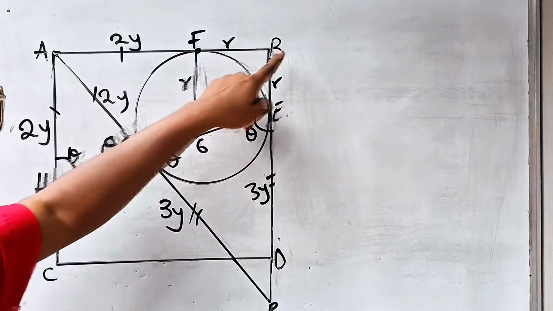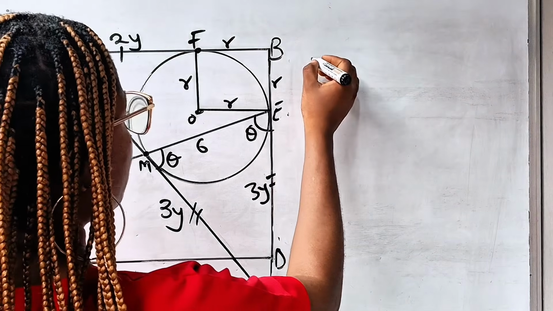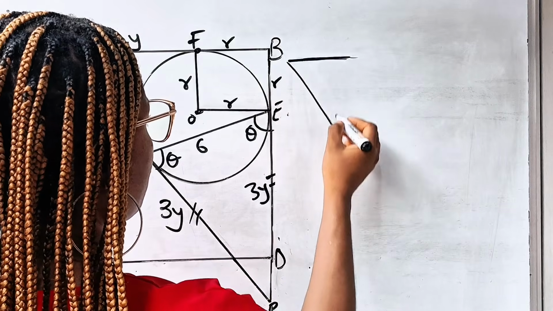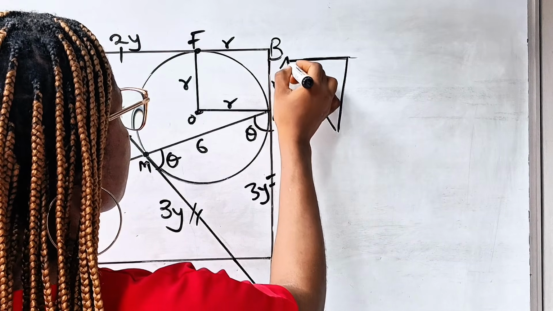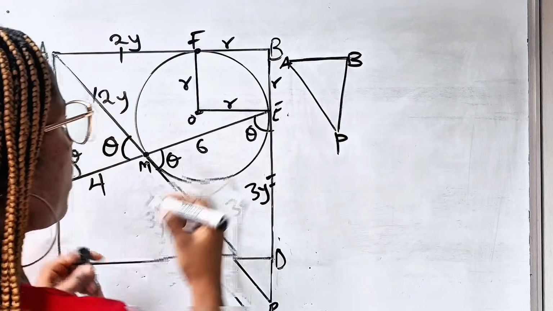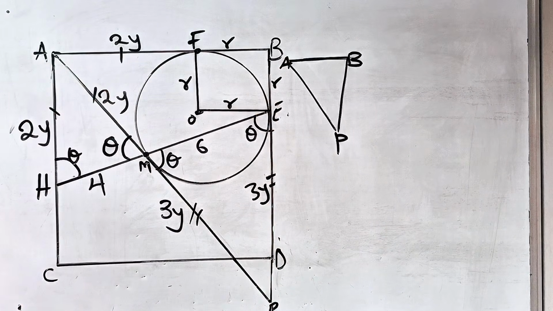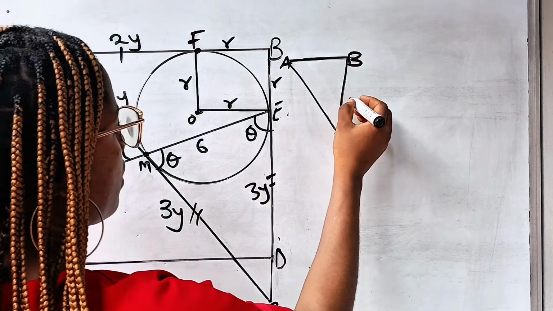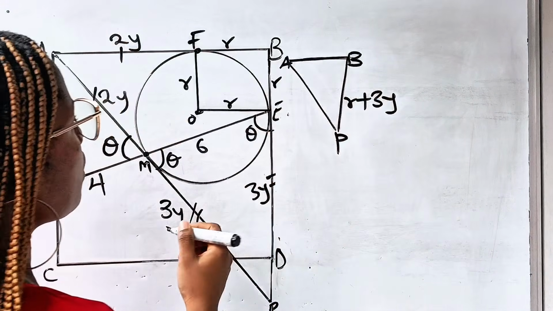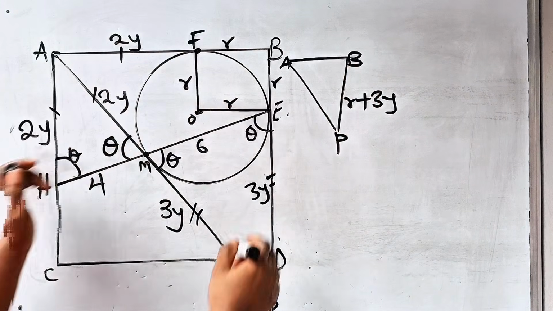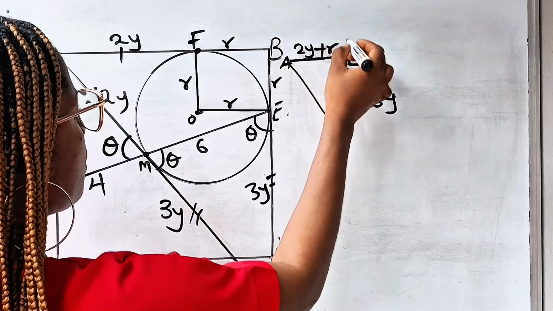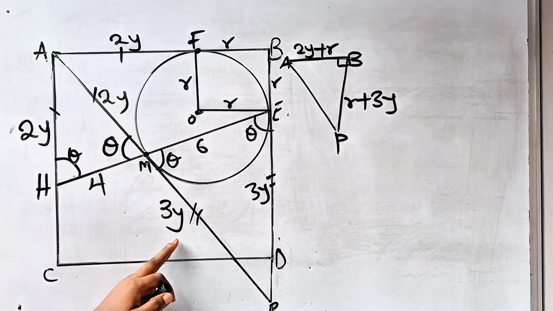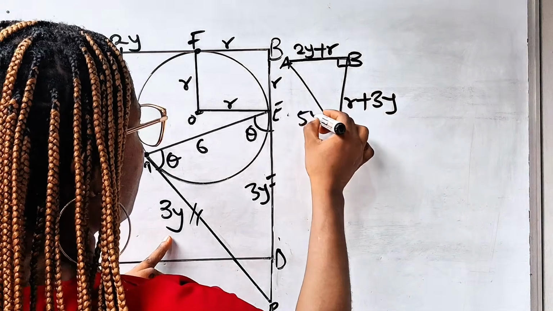Considering triangle ABP, let's draw that out. I want to minimize my space. So this is A, this is B, and this is P. A, B, P. All right. So you can see that BP is R plus 3y. AB is 2y plus R. This is 90 degrees. And AP is 2y plus 3y, which is 5y.